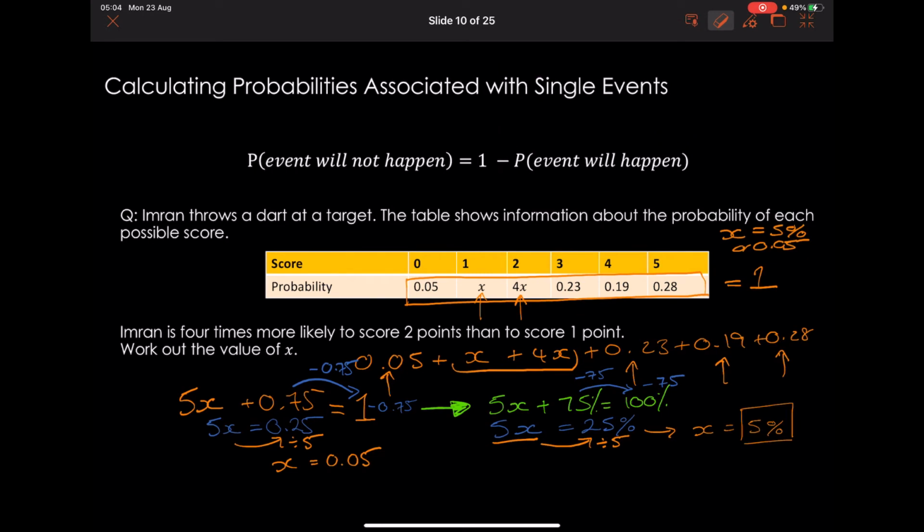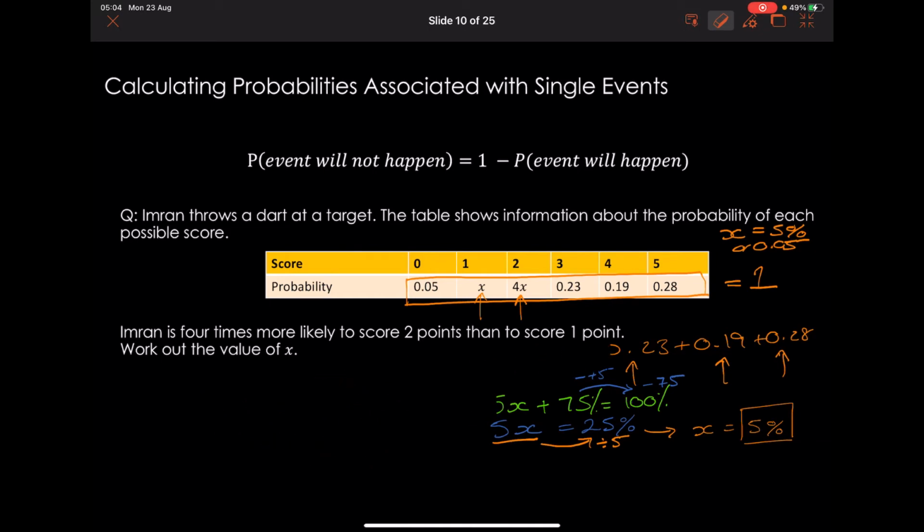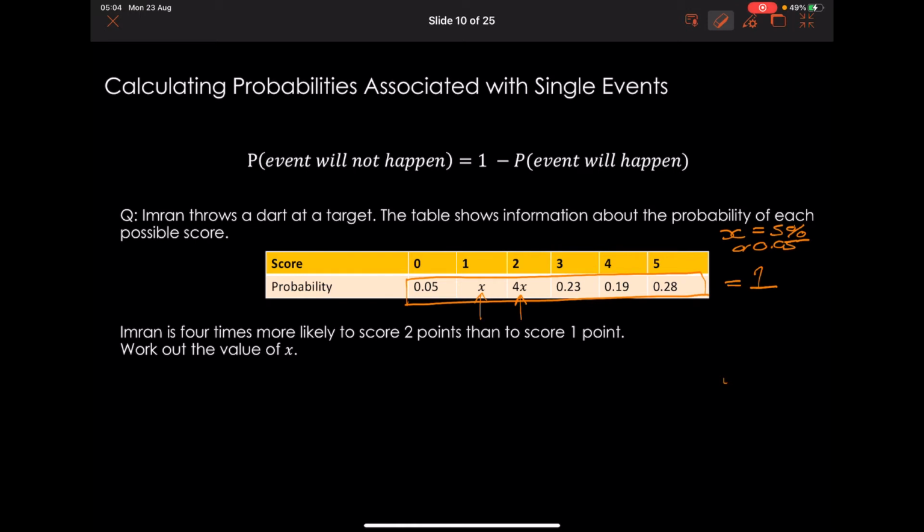Okay, so I'm just going to rub this bit out. It does only say to work out the value of x, so we've technically done that. Alright, hope you're taking lots of notes because I need to rub this out. But what we're going to do now is we're going to work out the probability of scoring a 1 and the probability of scoring a 2. Okay, that's what we're going to do now. So, the probability of scoring a 1 is x.